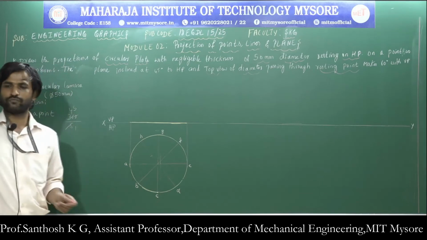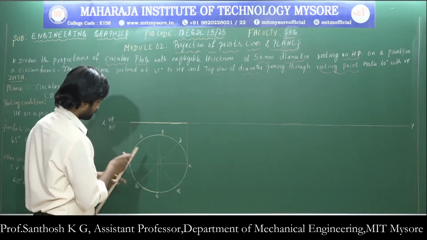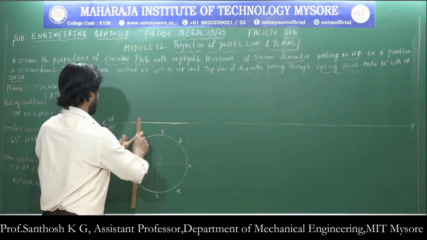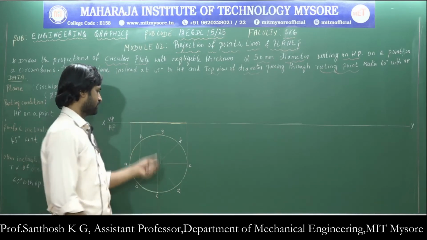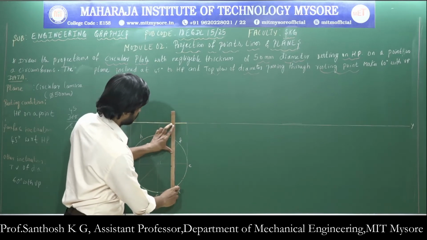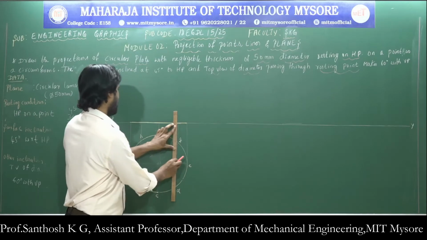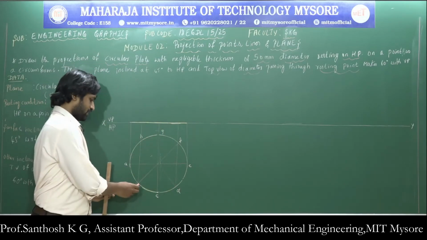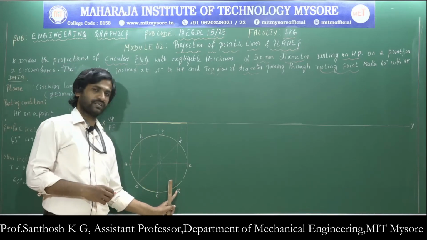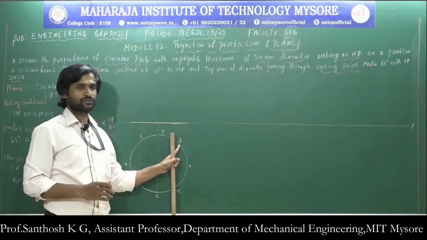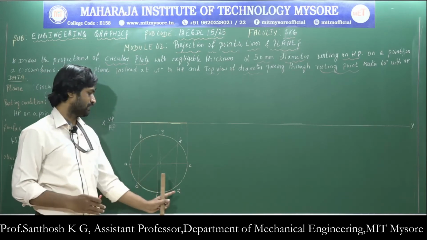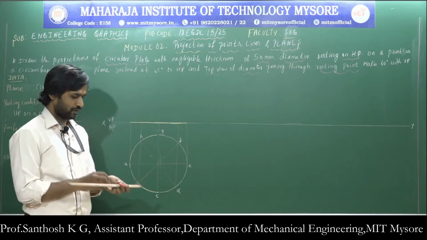In order to get the front view of these points, I need to draw the projectors passing through B and H. Similarly, I need to draw a projector which is passing through C and G, and also a projector which is passing through D as well as F. And if you see carefully, if I draw a projector from point B, it will also pass through the point H. Similarly, if you draw a projector from D, it will also pass through the point F. So it means that B and H are on the same vertical projector, and D and F are also on the same vertical projector.